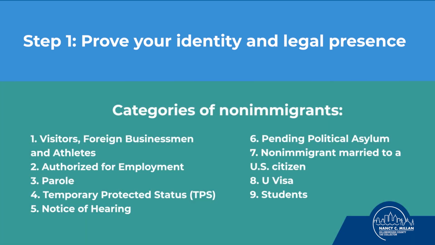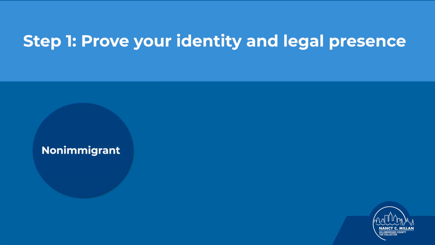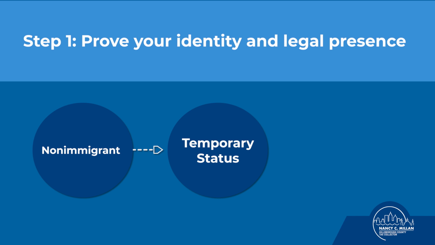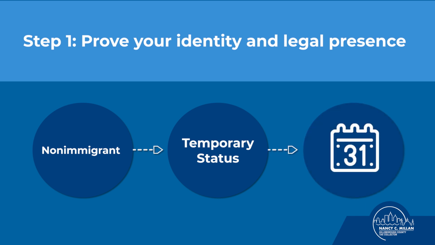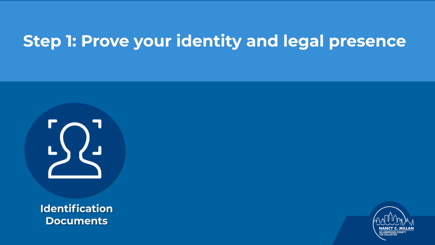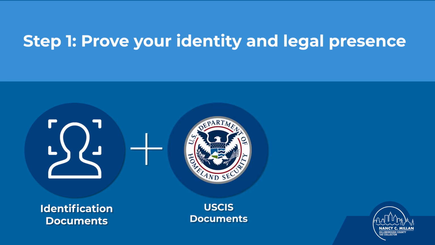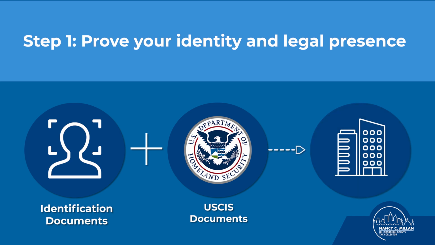There are various categories inside the classification of non-immigrant. In this section, we will present each one so you know what documents to bring. Applicants in the non-immigrant category will receive their credential with the temporary status, and its validity is determined by the expiration date of the document presented, or 1 year. This also means that it is mandatory that you present your identification documents and USCIS documents at our offices every time you apply for a replacement or renewal until you have become a permanent resident or U.S.